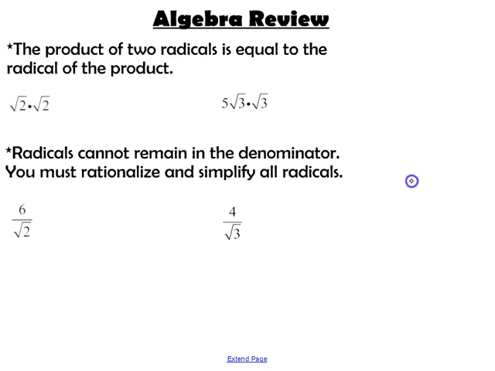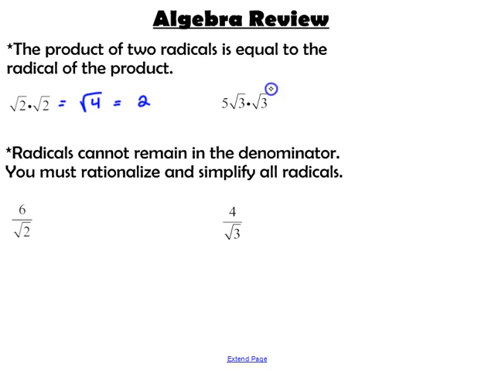Before we move on to some more examples with a little bit more complicated algebra, we need to do a little bit of Algebra 1 review. First, we need to remember that the product of two radicals is equal to the radical of the product. So square root of 2 times square root of 2 is the same as the square root of 2 times 2, which is 4. And the square root of 4 is 2.